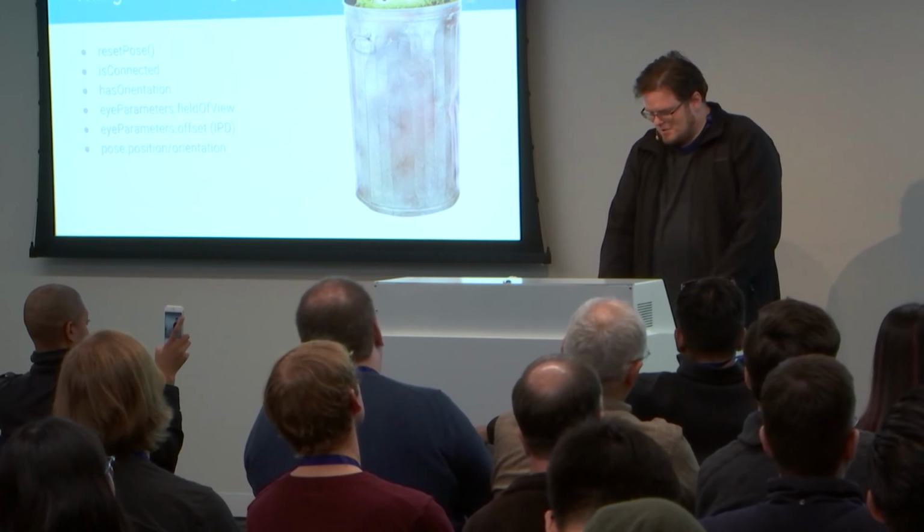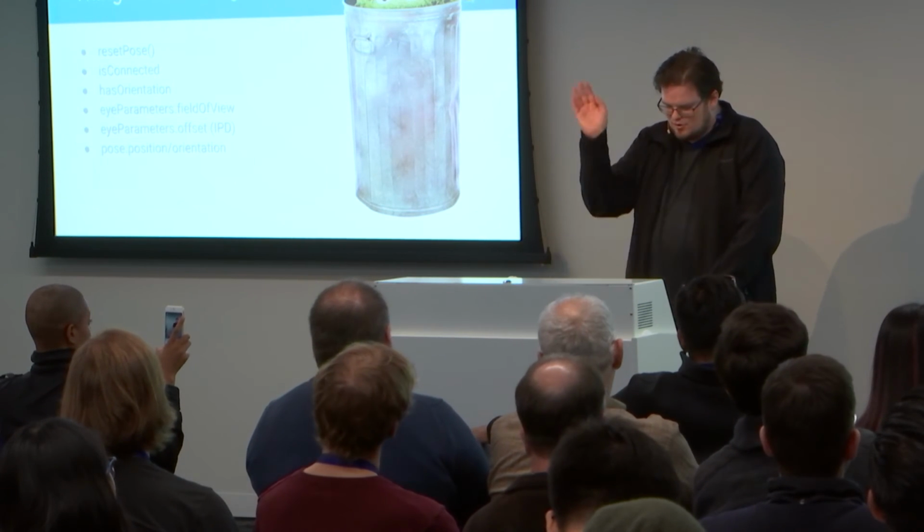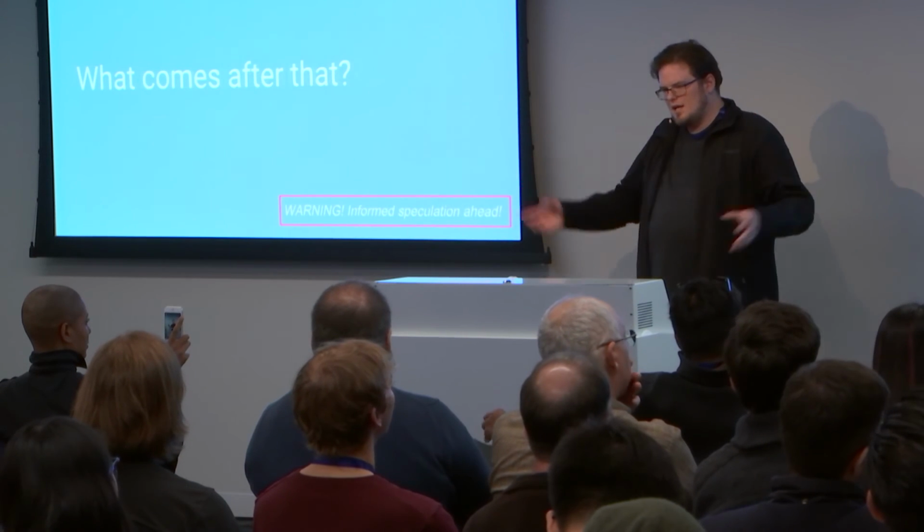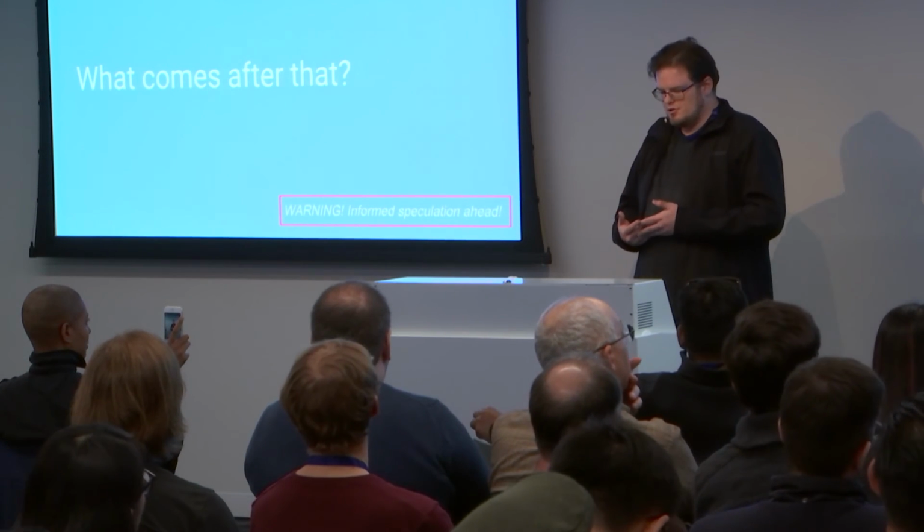Is connected goes because we have events for that. Has orientation. What sort of useless VR device does not give you at least orientation? It's gone. All these got different types of things. The field of view and offset, those are represented by matrices now. So lots of cruft that we're taking out of the API to make it slimmer and easier to support.